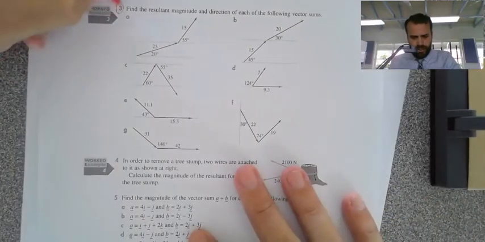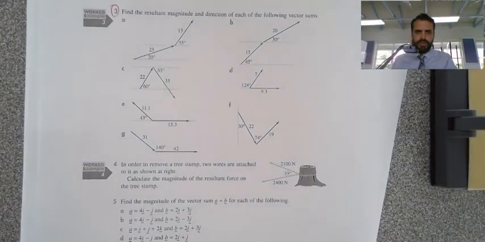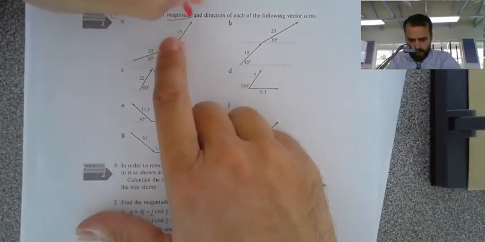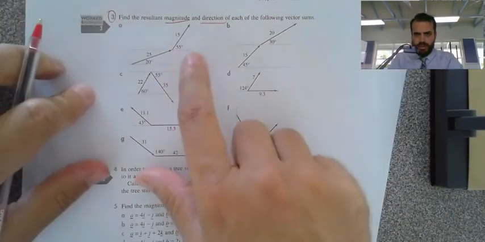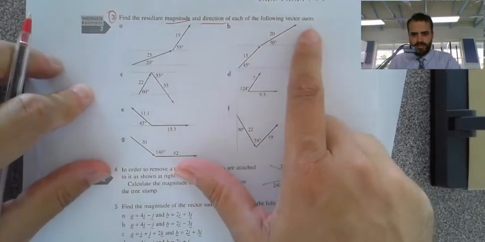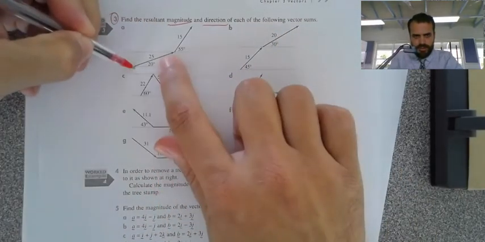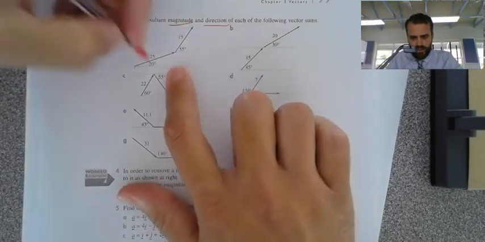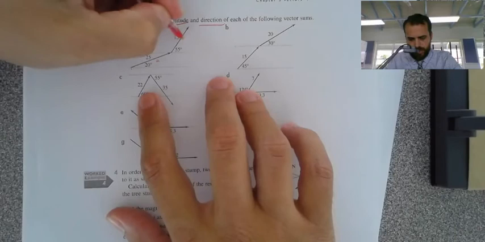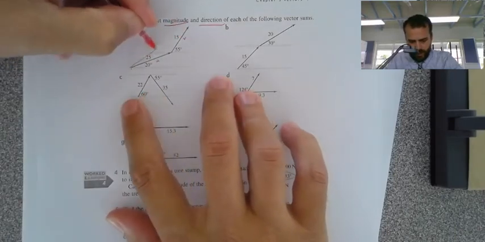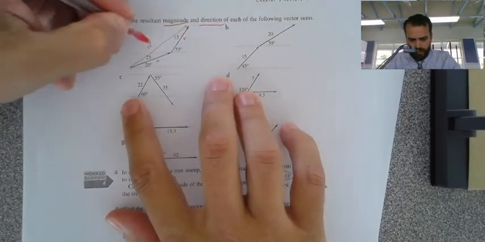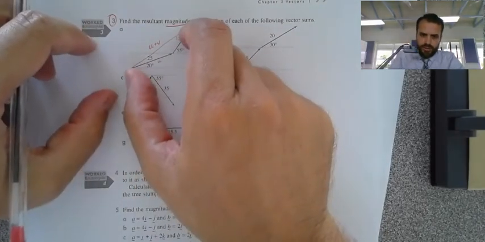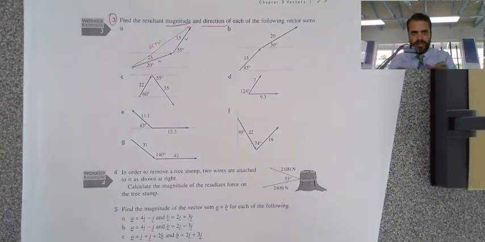Okay, so question 3 here. Now, important you read the question carefully, find out what it's asking for. Find the resultant magnitude and direction of each of the following vector sums. So we're going to take this vector and add it to this vector, or add those two vectors together. If this is vector u and this is vector v, we're going to end up with this vector here, vector u plus v. And we want to know the magnitude, how long is it, and the direction, what angle are we dealing with.